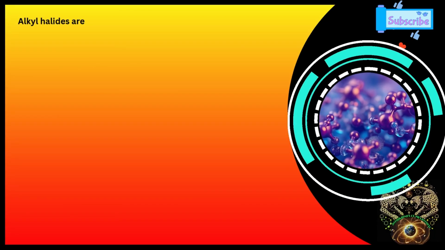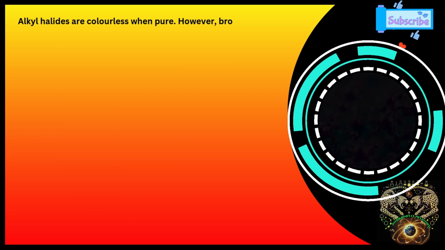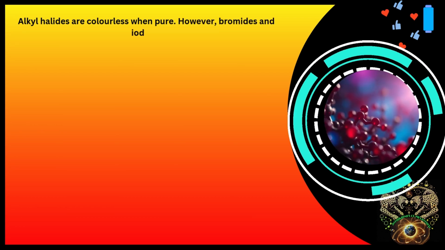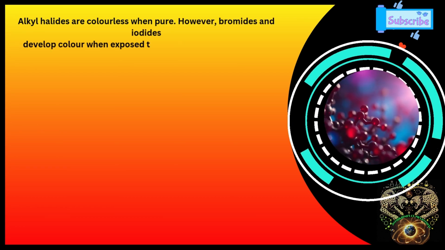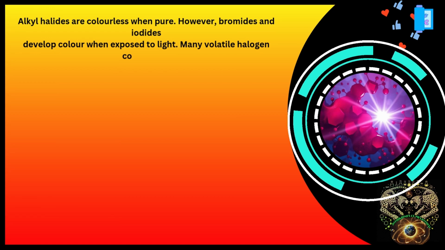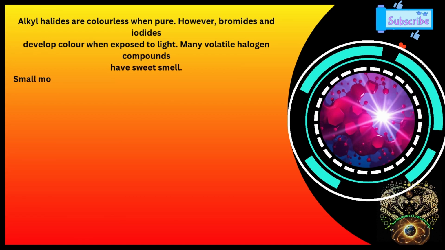Since haloalkanes and haloarenes have halogens instead of hydrogen, does that change how they behave physically? Alkyl halides are colorless when pure. However, bromides and iodides develop color when exposed to light. Many volatile halogen compounds have a sweet smell.